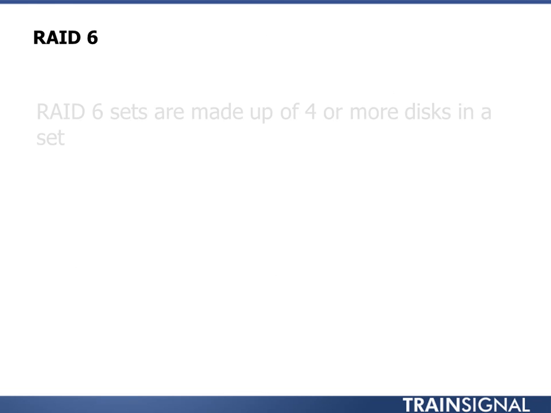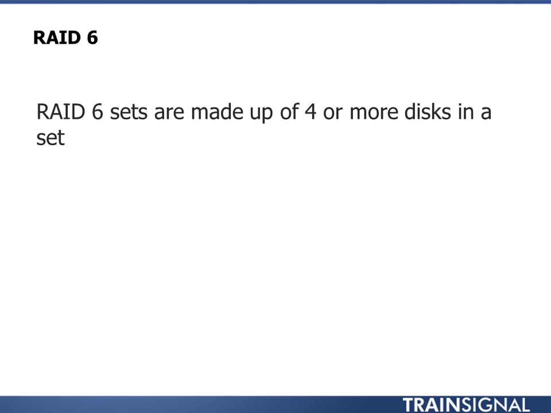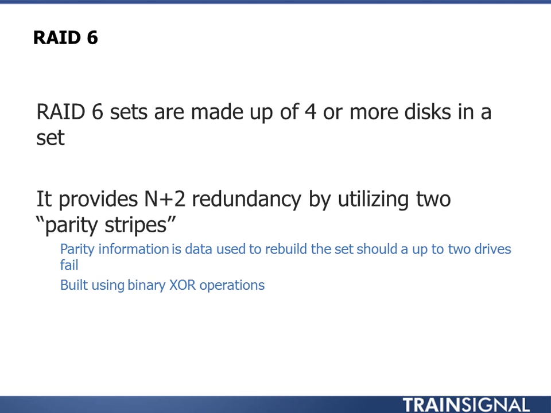Then there's RAID 6. RAID 6 sets are made of 4 or more disks. The idea here is it uses a second parity stripe, so we can fail 2 disks. Why do we want to fail 2 disks? Well, more's better, obviously, but more importantly, disks are getting large.